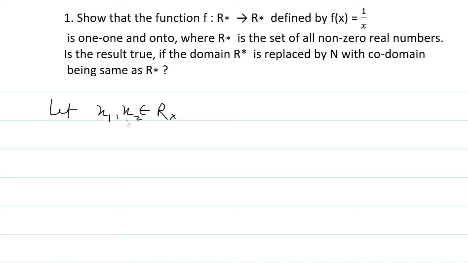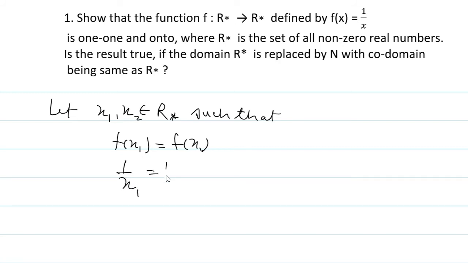Let us assume x1, x2 belong to R star such that f(x1) is equal to f(x2). Now applying the definition of the function, where f(x) is equal to 1 by x, we'll have 1 upon x1 is equal to 1 upon x2. Now cross multiplying, we get x2 is equal to x1. So this is the definition of a one-one function. It implies f is one-one.